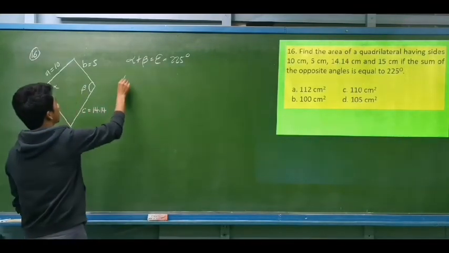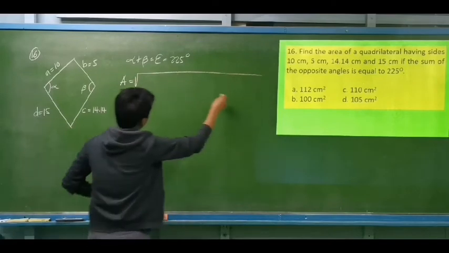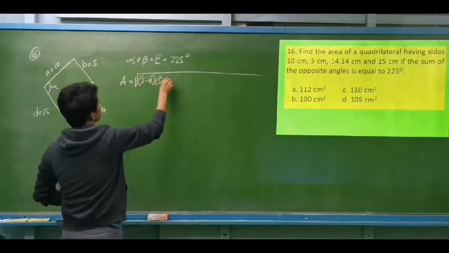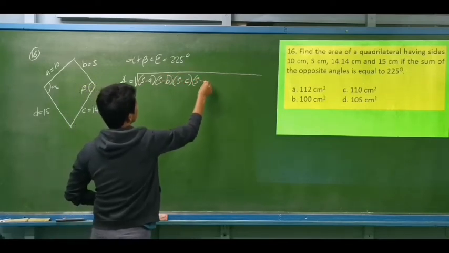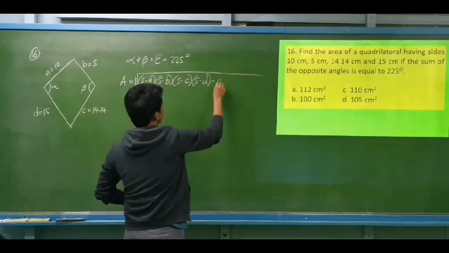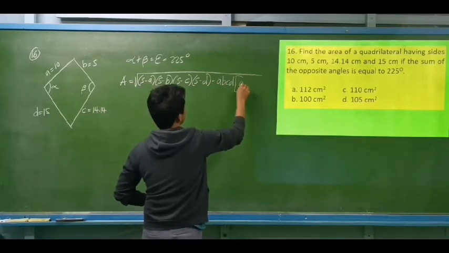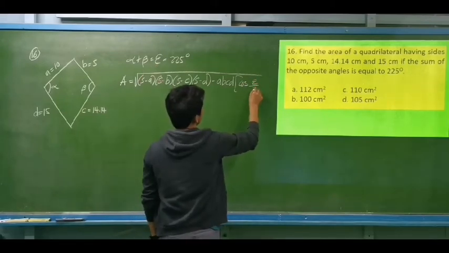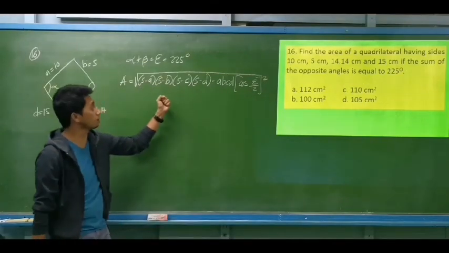How do we compute for the area? The area is equal to the square root. Medyo may kahabaan nito. This is (S minus A)(S minus B)(S minus C)(S minus D) minus A, B, C, D, then multiplied by the cosine of epsilon, the sum of two opposite angles over 2, then quantity squared. So ito yung kanyang formula.